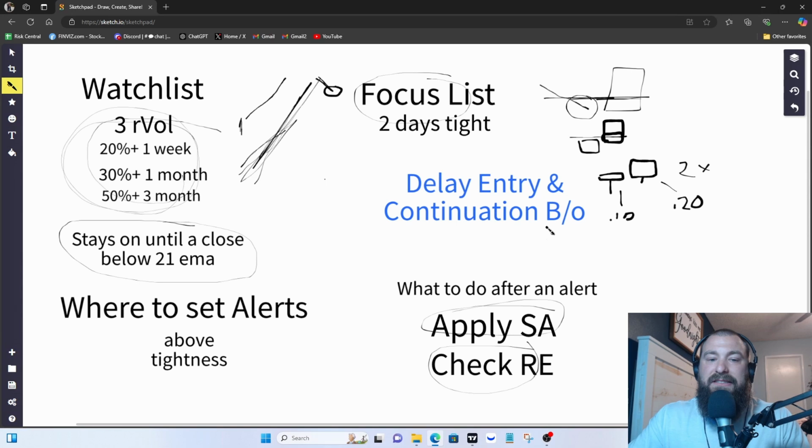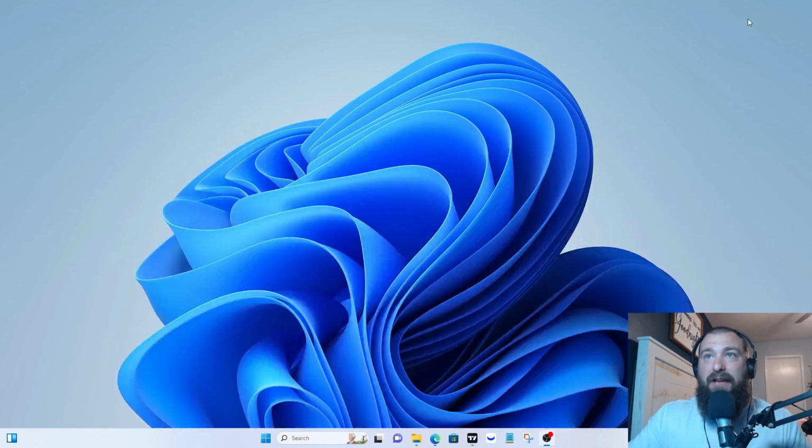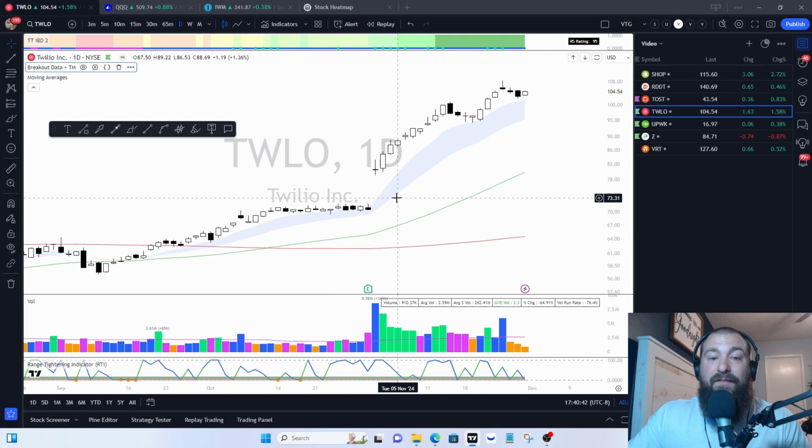Okay. So let's take a look at some charts and see how this looks in real life. Okay, here we have Twilio. Okay. So it has this big gap up on huge volume, 300% volume. So this is a stock that comes up on that 3R vol watch list. Okay, so it has a really ugly close, but we still put it on our watch list.